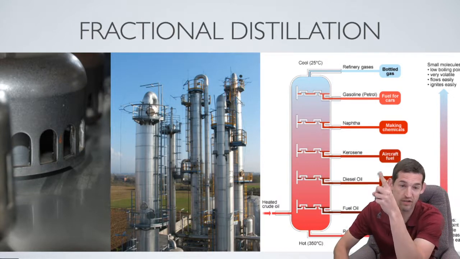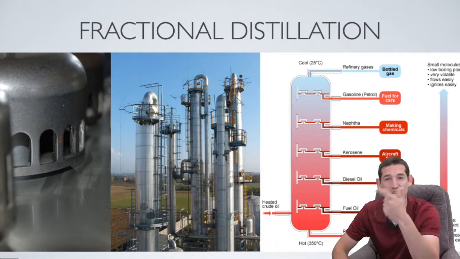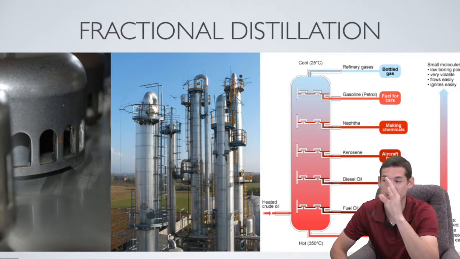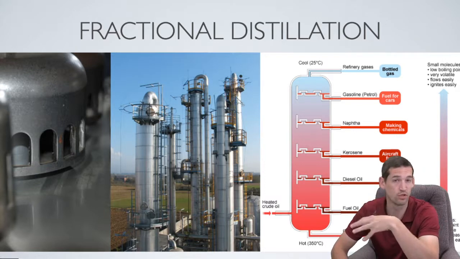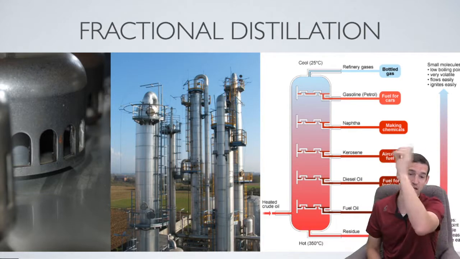And if you look at the very top, the bottled gases, that would be things like the methane, ethane, propane, and butane, those first 4 carbon molecules that are gases at room temperature. So we would have to actually get them below room temperature or put them under pressure to be able to separate those. So they just stay gas all the way up and come out the top.